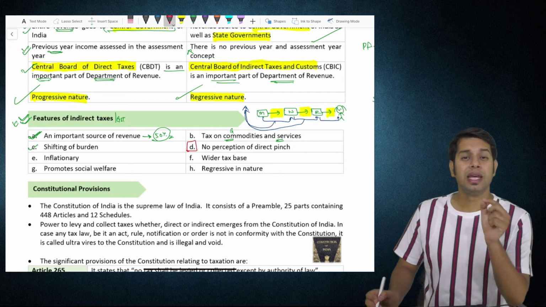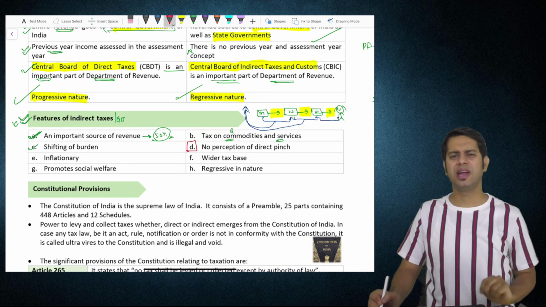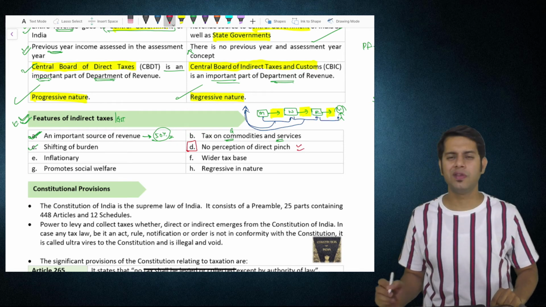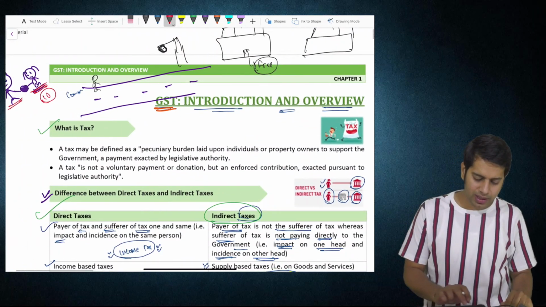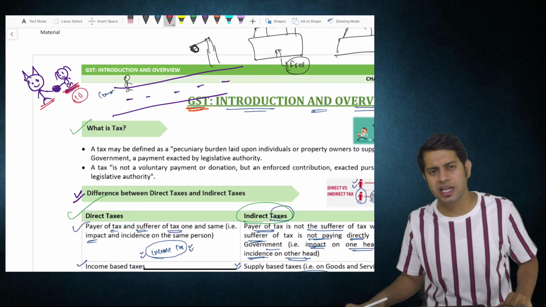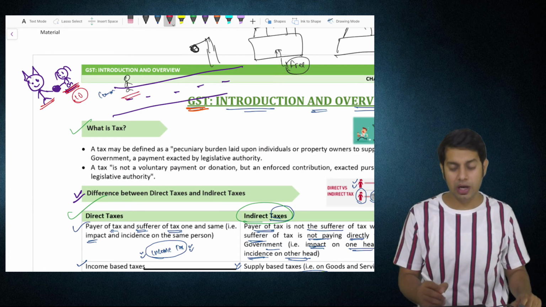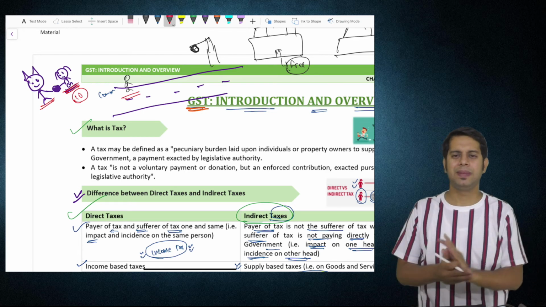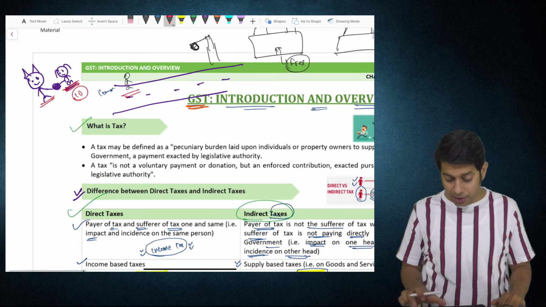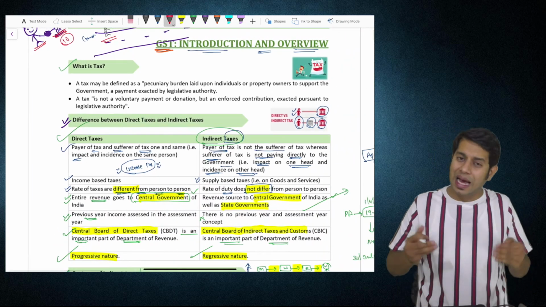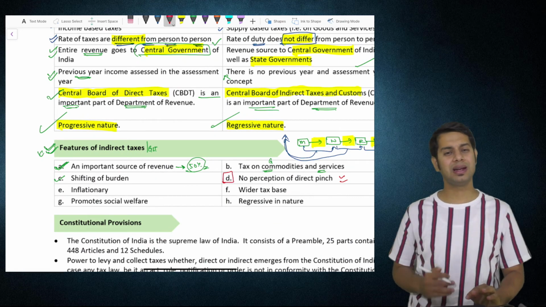Then, in case of indirect tax, a person does not feel that he is paying at all. There is no perception of direct pinch. Like I gave you an example of my daughter. I told my daughter, hey daughter, you are purchasing a chocolate and you are paying tax to the government. You are purchasing a chocolate because of which the park is maintained. She said, no father, I am not paying any amount to the government at all. Why is she saying this? Because she has no feeling that she is paying that type of tax. There is no perception of direct pinch.